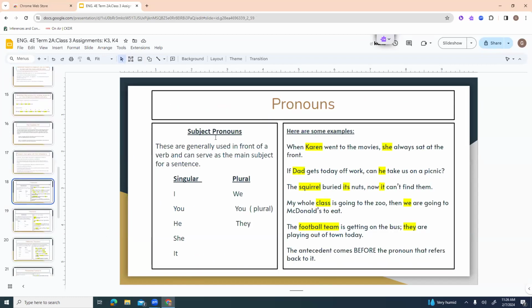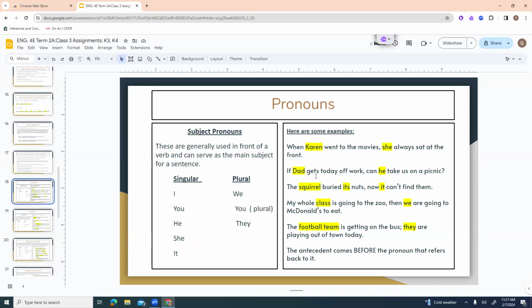All right, subject pronouns. These are generally used in front of a verb, and they can serve as the main subject for a sentence. So singular or one is I, you, he, she, and it. For plural, we would use we, you, and they. And like we talked about, there isn't really a plural form for it, so we often use they. Here are some examples. When Karen went to the movies, she always sat at the front.